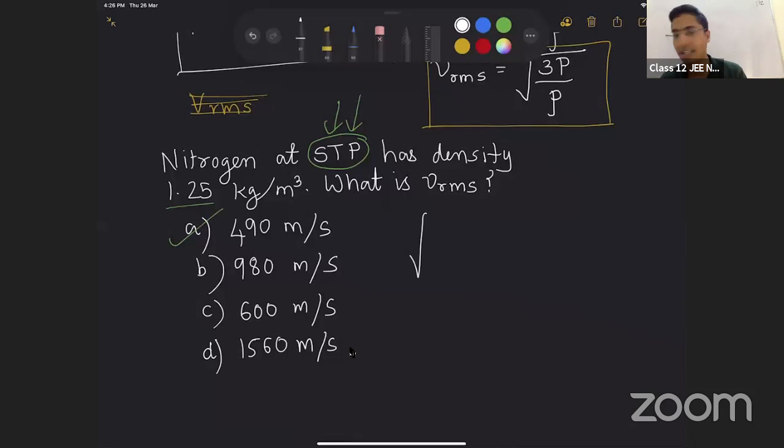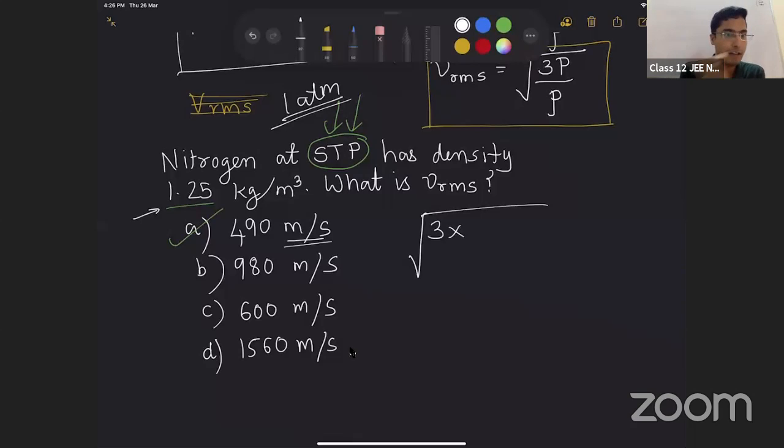So Vrms is root 3P by rho. At STP, the pressure is 1 atmosphere. You have to remember this. Standard temperature and pressure is 1 atmosphere. And because it's 1 atmosphere, I'm not going to write it as 1. I'm going to write it in SI units, because the density is given in SI units. If you want the answer in meters per second, you have to convert everything to SI units. So this would basically be 10 raised to 5 Newton per meter square.